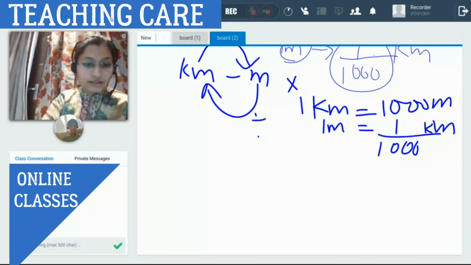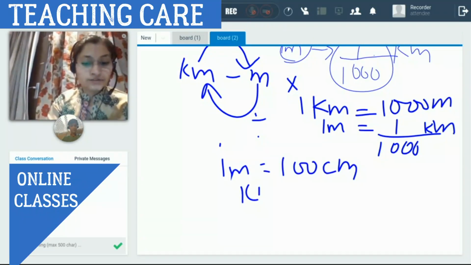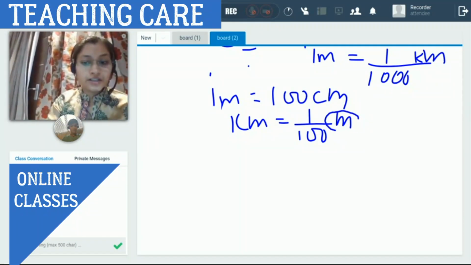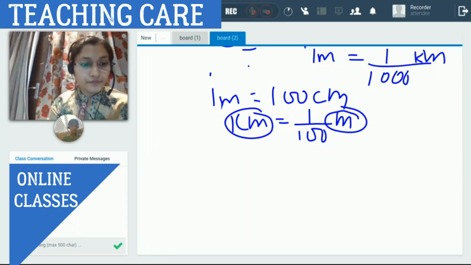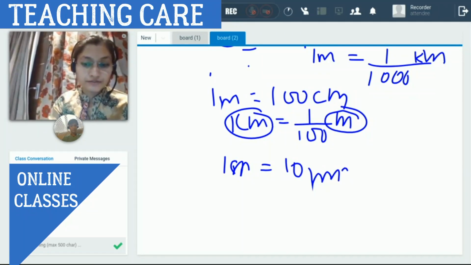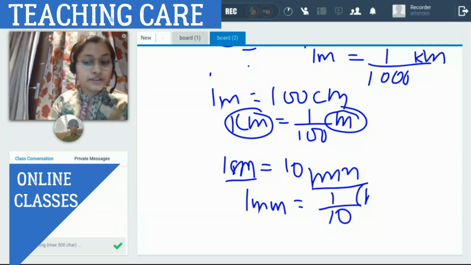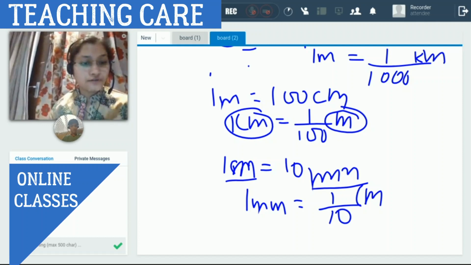Next is 1 meter is 100 centimeter, and 1 centimeter is 1 upon 100 meter. So here meter is a bigger unit than centimeter. Now the next one: 1 centimeter is equal to 10 millimeter. Millimeter is a smaller unit than centimeter. So 1 centimeter is 10 millimeter, and 1 millimeter is 1 upon 10 centimeter. This is how we can do the conversions.